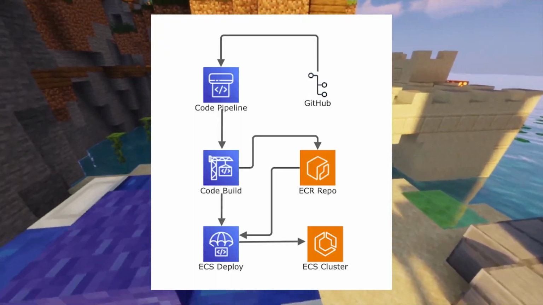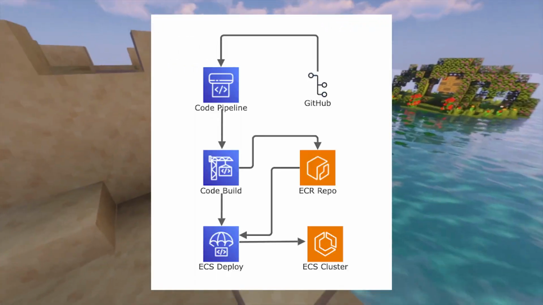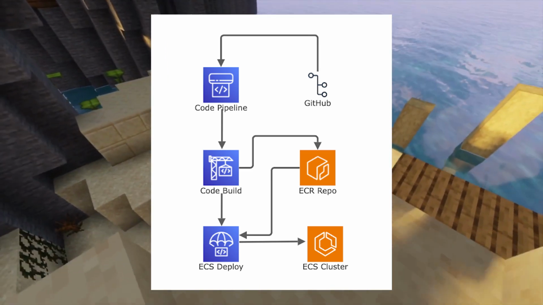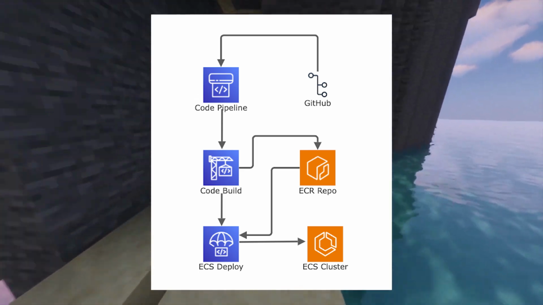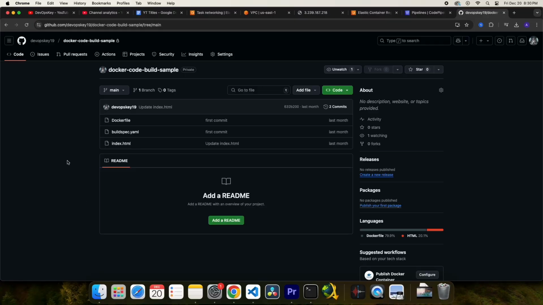Let me show you how the CodePipeline architecture will look. So we'll pull the code from GitHub. CodePipeline will trigger a build. That build will upload an image to the ECR repo, and ECS deploy will take that image and deploy it to the ECS cluster.